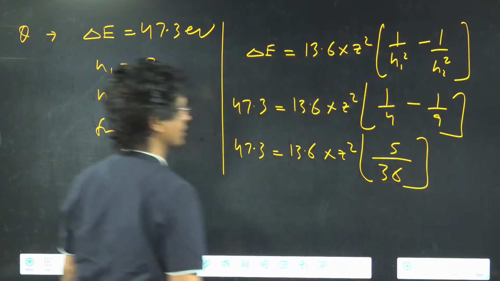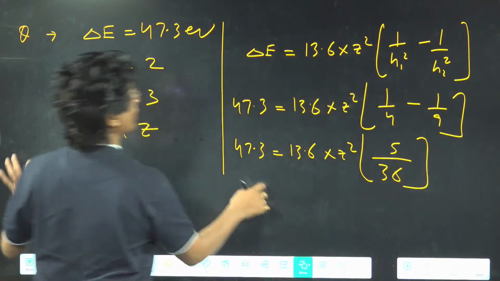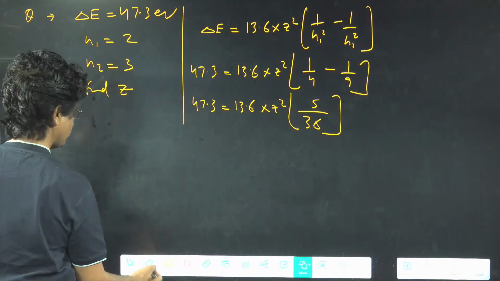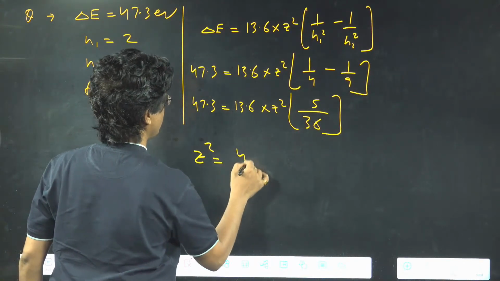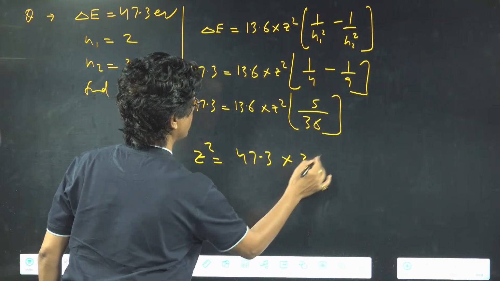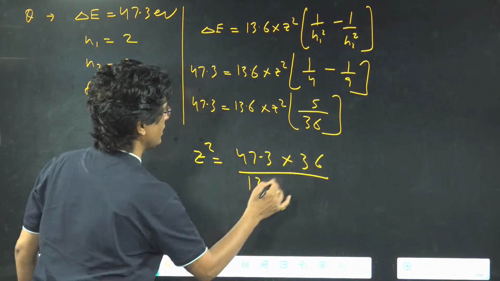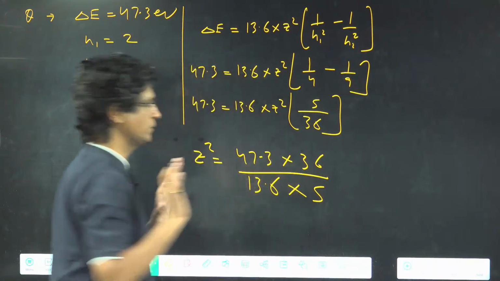So can I say, if you guys allow me, that Z square will be 47.3 into 36 divided by 13.6 into 5. Will you agree?